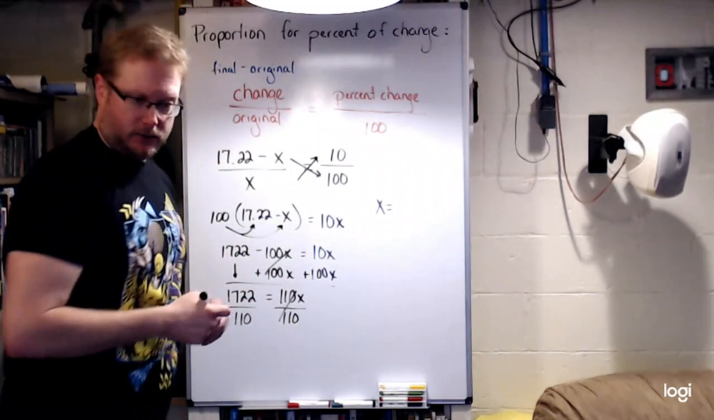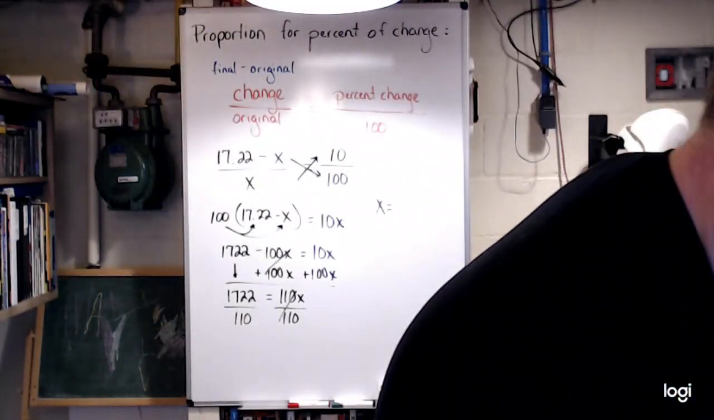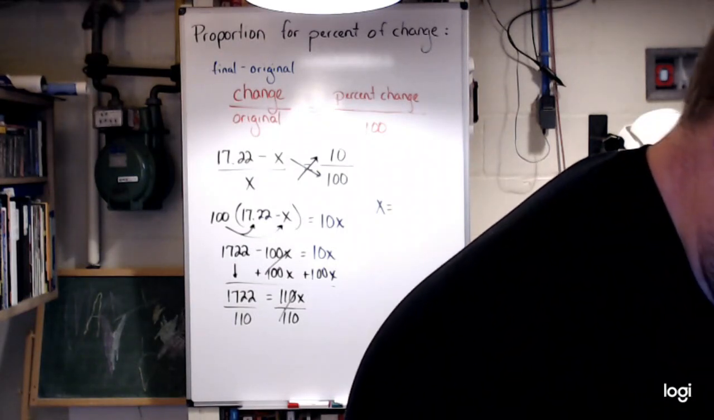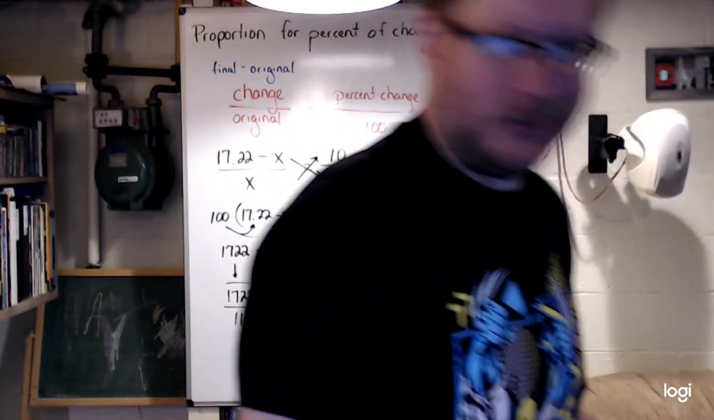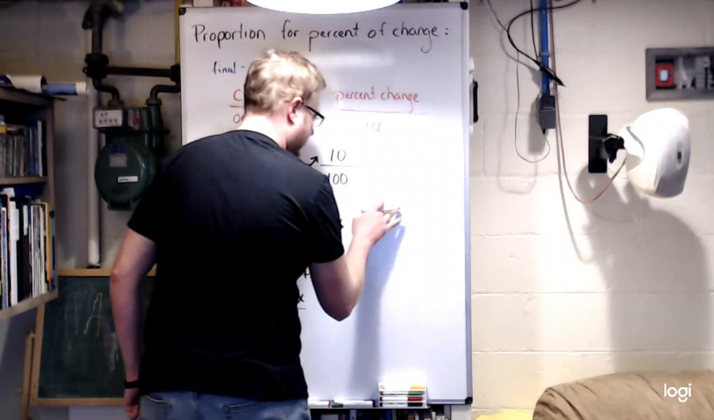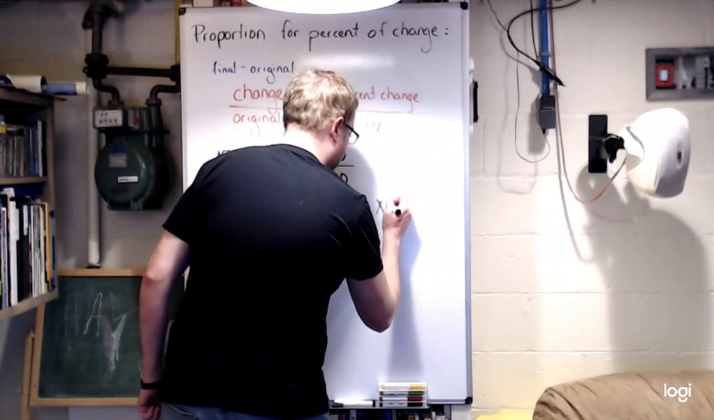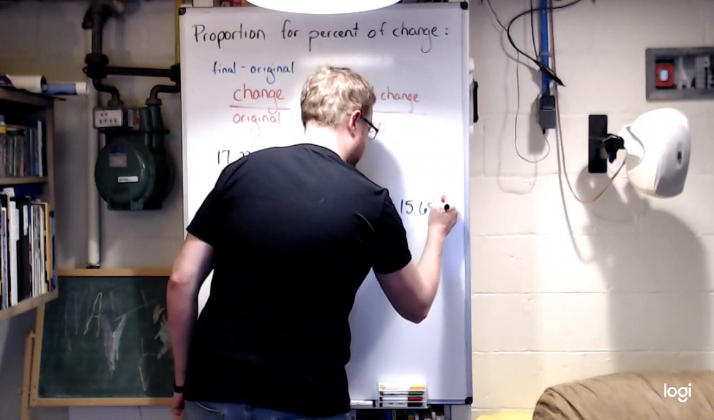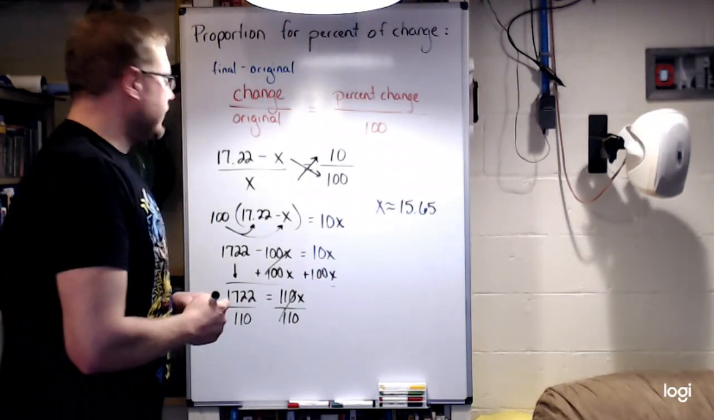So x is 1,722 divided by 110. And that gives me 15.65 if we round it. So I'm going to actually get rid of the equals because I'm going to round it. Approximately 15.65. So what does that mean?